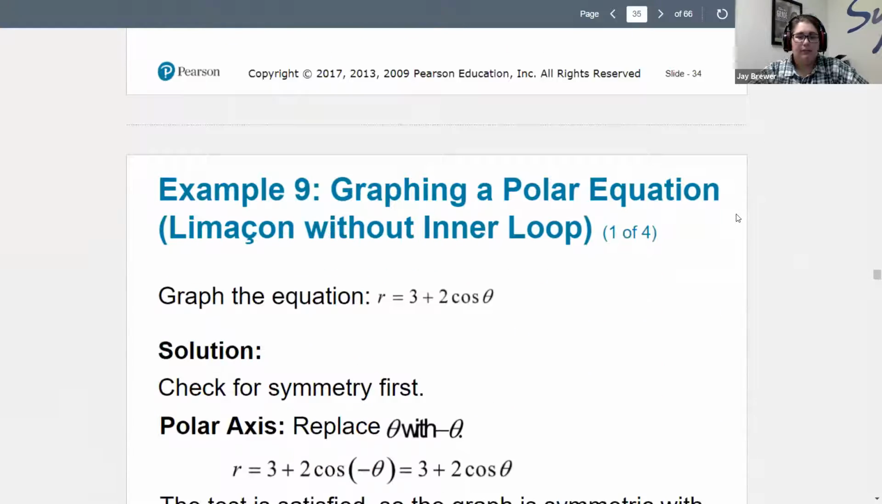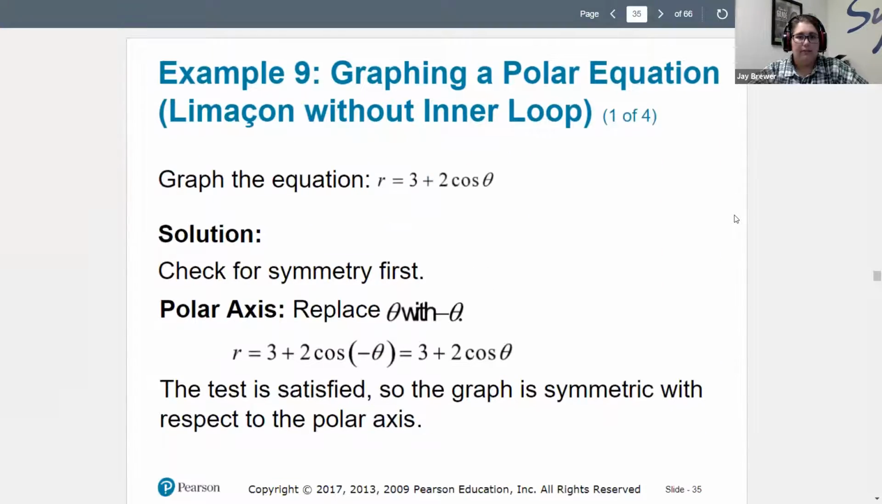So the next example we're going to look at is an example of a limacon. I'm sure I'm pronouncing that wrong. If any of you know how to pronounce the C with the little extension, let me know. Without inner loop. So this is why this section is so long. It's literally taking us through all the different little nuances of graphing in the polar system.